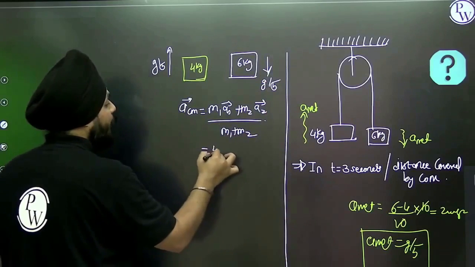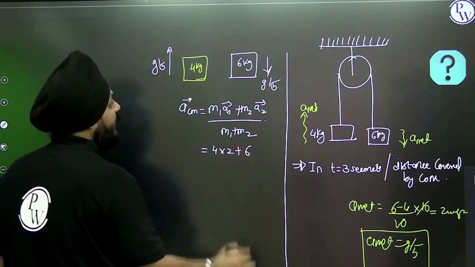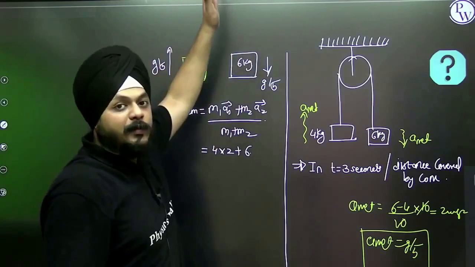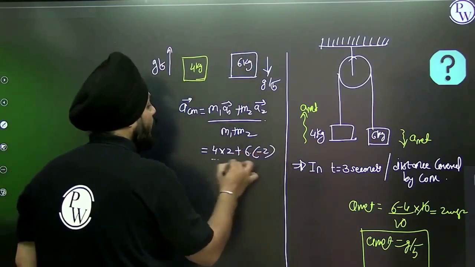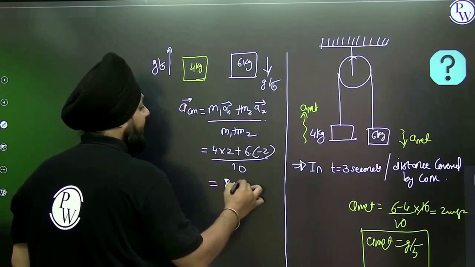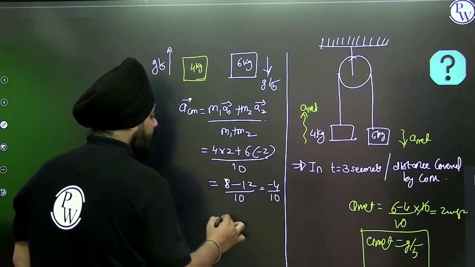What is mass 1? 4. Acceleration is 2, plus mass 6. Now, if you want to take upward as positive, according to the convention, we are taking upward as positive and downward as negative. So 6 into minus 2, whole divided by 10. So 4 2s are 8, minus 12 by 10. So it's minus 4 by 10.